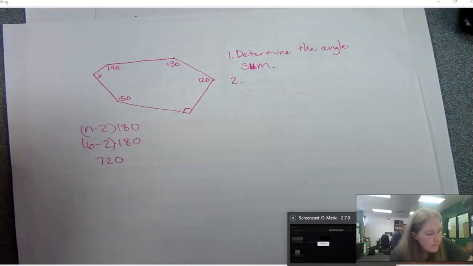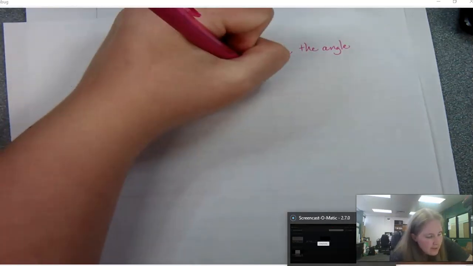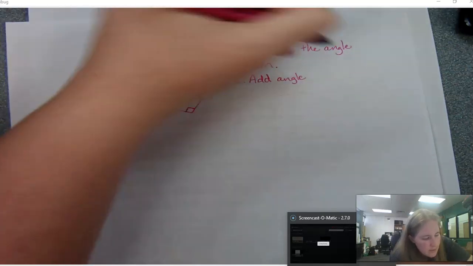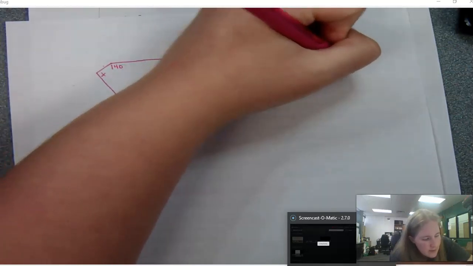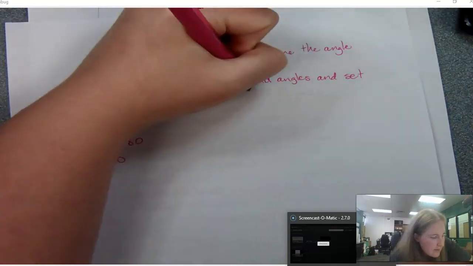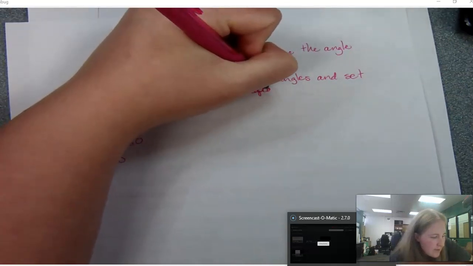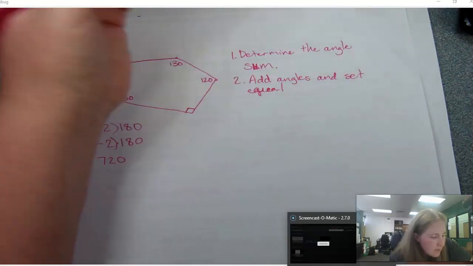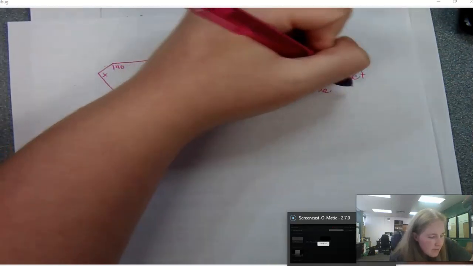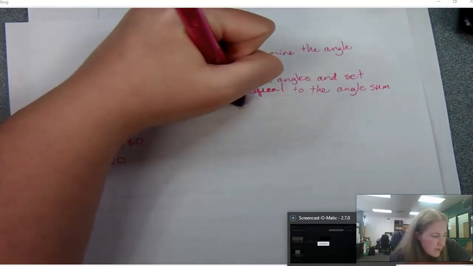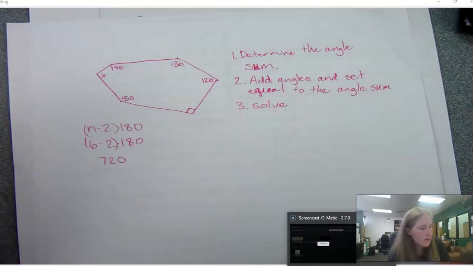So now all you have to do is add the angles and set them equal, if I get it right, set equal to the angle sum. And then three is solve.